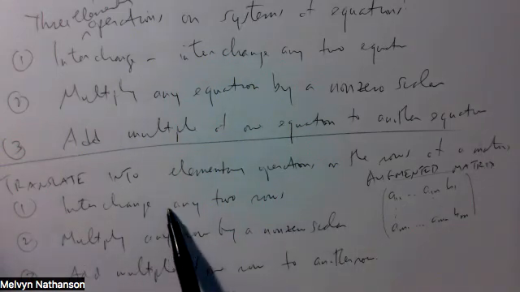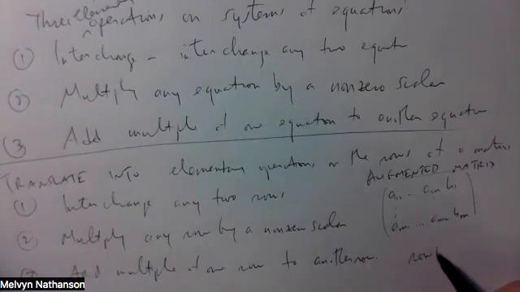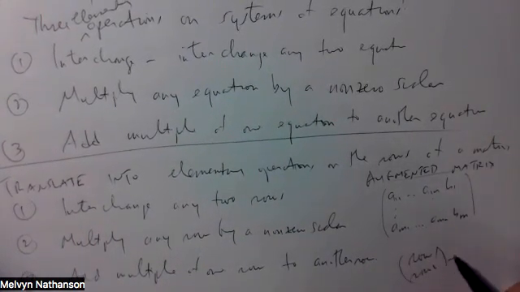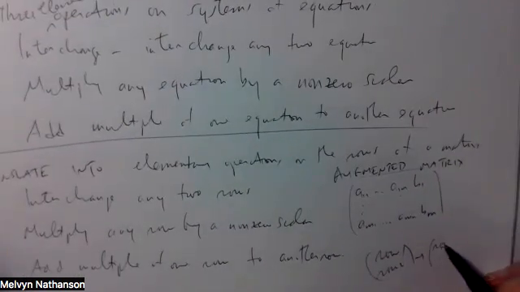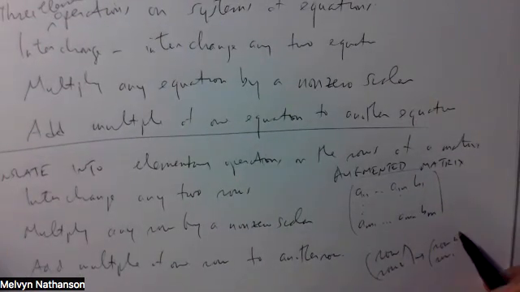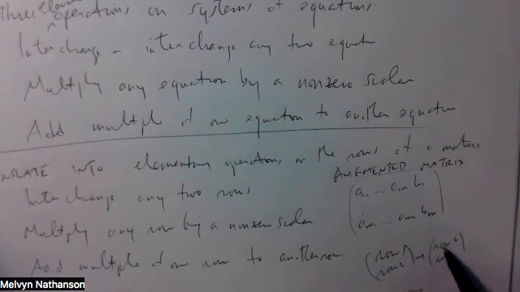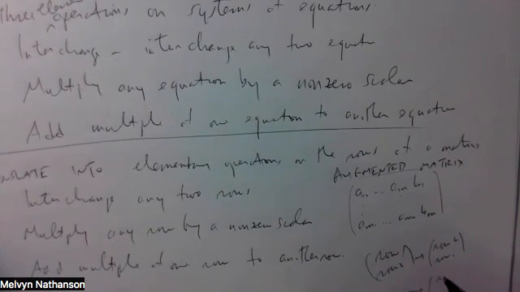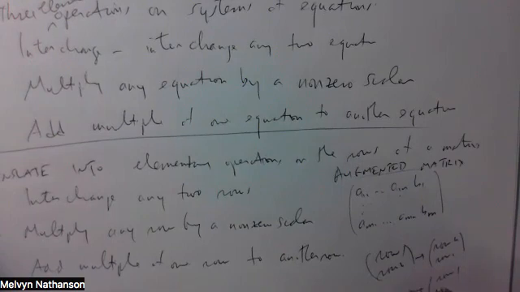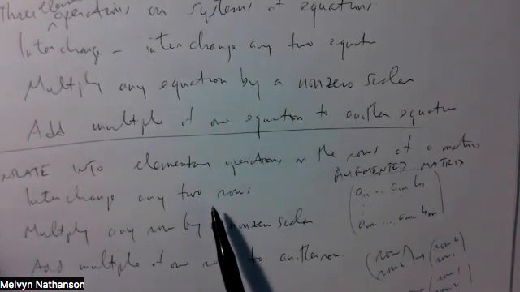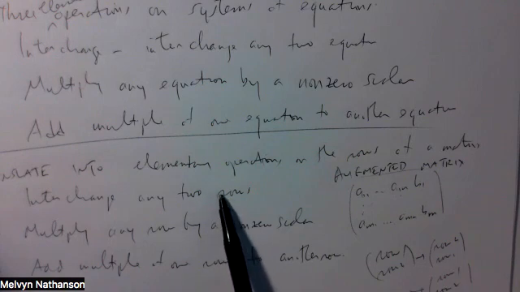Like if you interchange rows 1 and 2, row 1, row 2, then you have row 2 first and row 1 first. And if you interchange these two rows again, you get row 1 on top and row 2 on the bottom again. You're back where you started. So this operation of interchange is reversible.